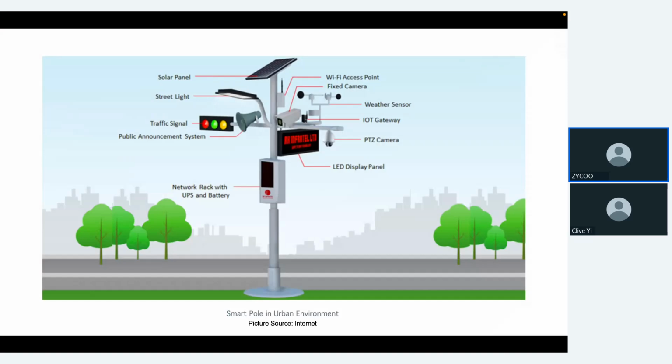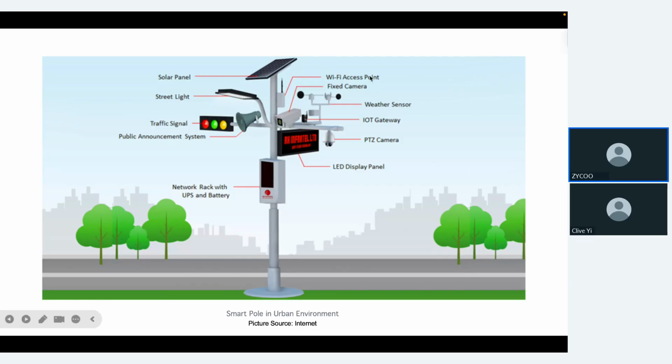Just briefly explain this picture again. So as you can see, this one is the solar panel and street light, traffic signal, and public announcement system. So we mainly solve for this part, because ZYCOO provides IP speakers to our clients.